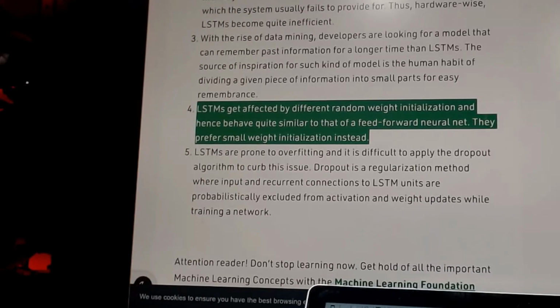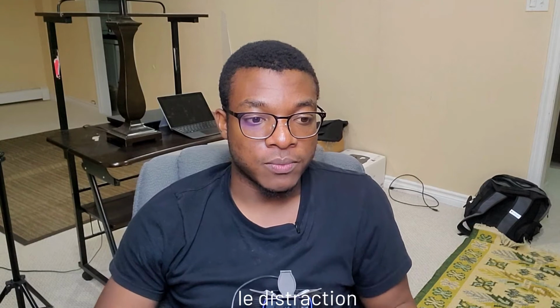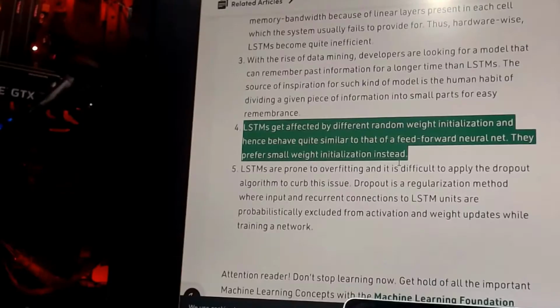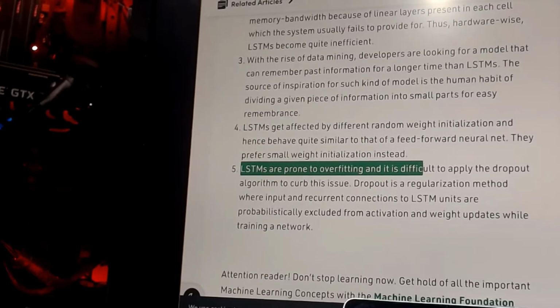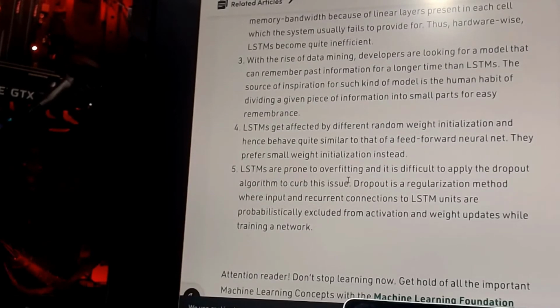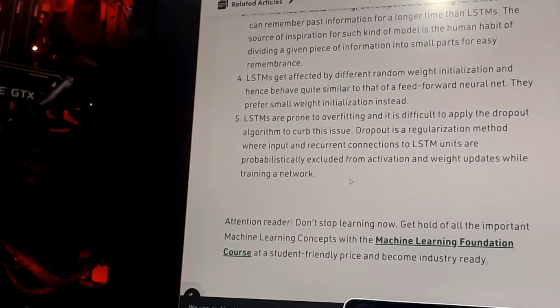LSTMs prefer small weight initialization, and just like normal feed forward networks, they are affected by different weight initialization. So that's just something I'm going to have to keep in mind. LSTMs are prone to overfitting, and it is difficult to apply dropout to LSTMs. Interesting. Is it difficult as in it doesn't work, or difficult as in it's hard to actually apply?